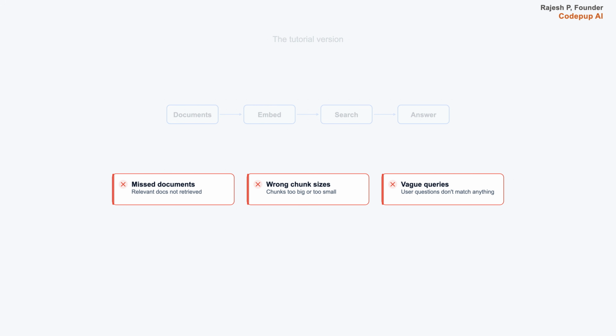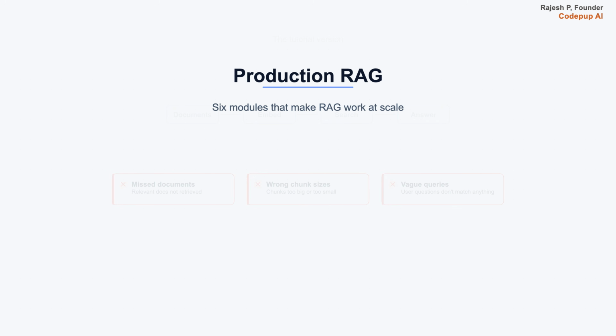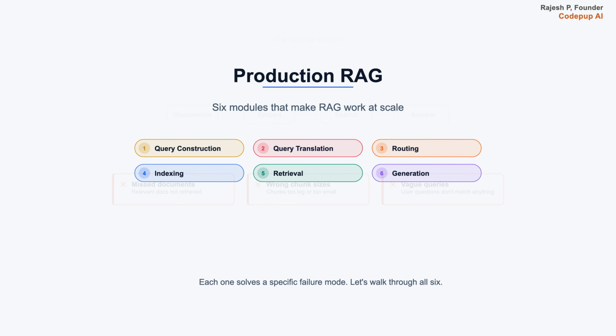Your retrieval misses relevant docs. Your chunks are the wrong size. Your users ask vague questions that don't match anything. This video covers the full production RAG architecture. 6 modules that take you from it works in a demo to it works at scale.